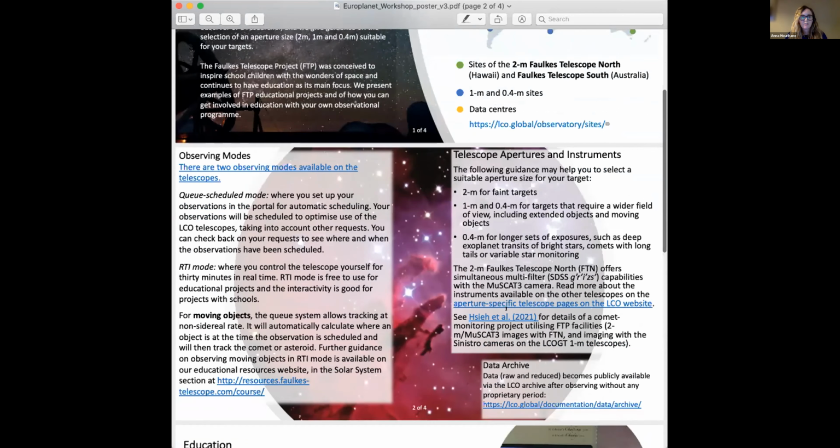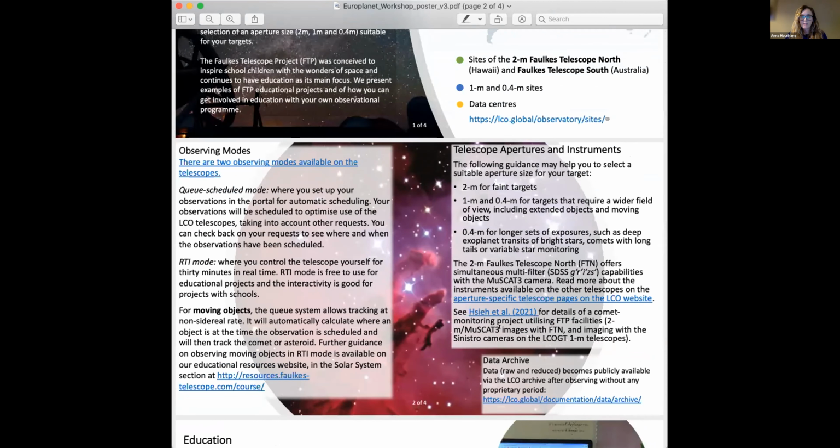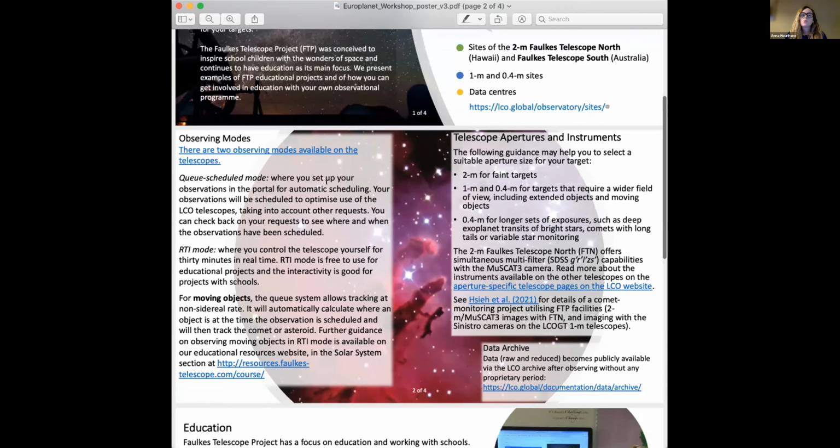The telescopes have 2 observing modes. The mode most relevant for Europlanet Telescope Network applicants will be the Q-scheduled mode. This is where you set up your observations in the portal for automatic scheduling, and then they will be scheduled within the selected time window. We also have the real-time interface mode, which is very suitable for educational projects such as observing from the classroom. If you do have an educational project, you can get access to the RTI mode for free.